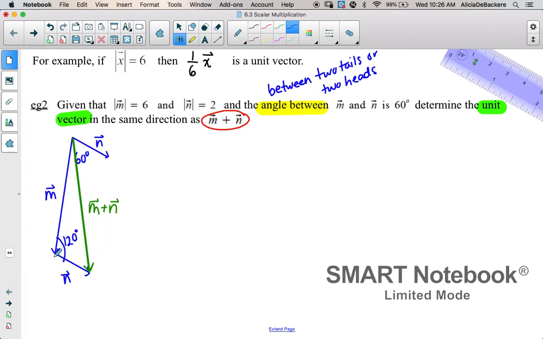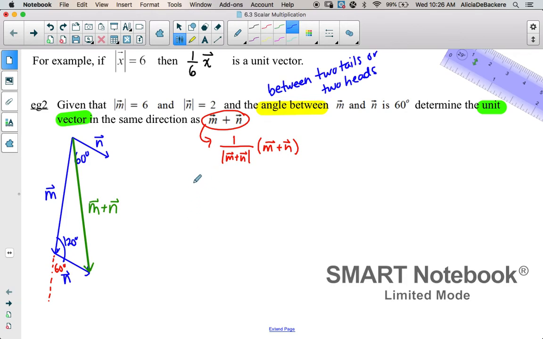Or you can think about it if I extended out vector m here, this angle in here would be 60, and so then adding these two together, I should get 180 degrees in a straight line. Either way, however you come up with that, it's 120. So we're going to use the cosine law here. And remember, my goal is to come up with 1 over the magnitude of this thing times itself. That's going to be the unit vector. So this is my goal.